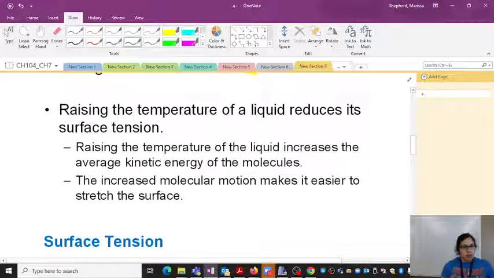And another thing that will affect the surface tension is the temperature. This makes sense. You have your intermolecular forces holding everything together, but if we raise the temperature, we start to introduce molecular motion and increase the kinetic energy, and that's going to start to disrupt the surface tension.